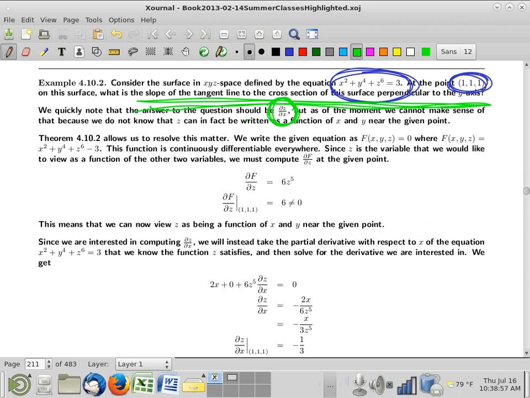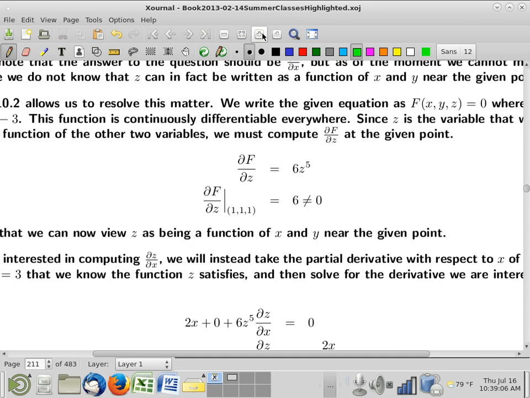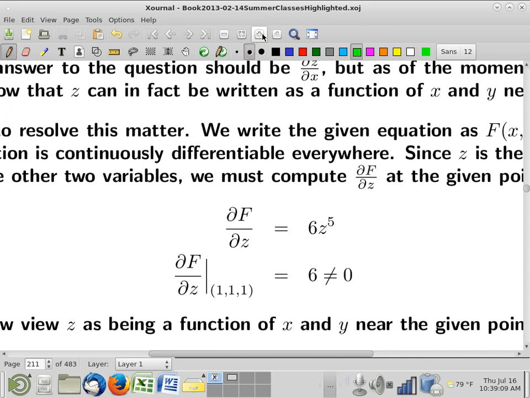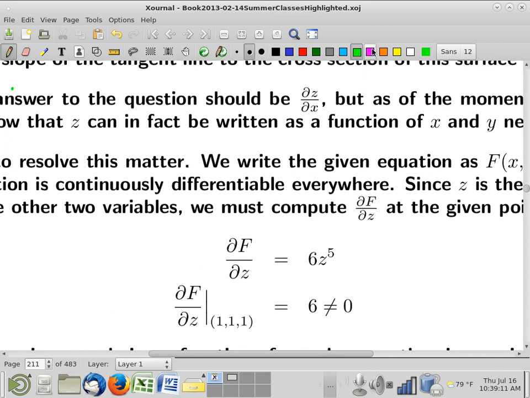How do we decide? Well, the way we decide here is, let me zoom in a notch to make this easier to see. I want to know if z can be viewed as a function of x and y. That's the variable that I want to view as a function, because that's the variable I want to take a partial of. So I need to take the partial of f with respect to that variable and hope I don't get 0.